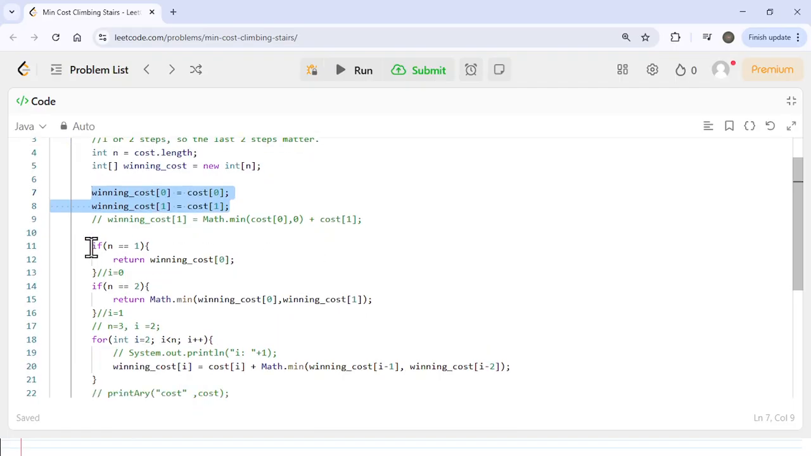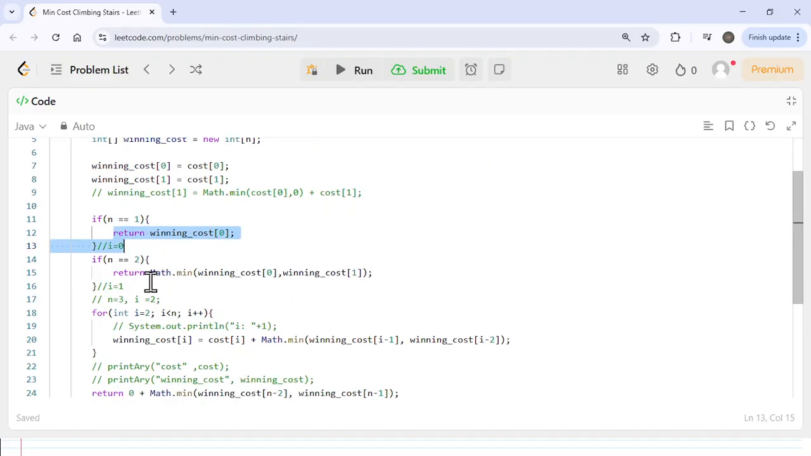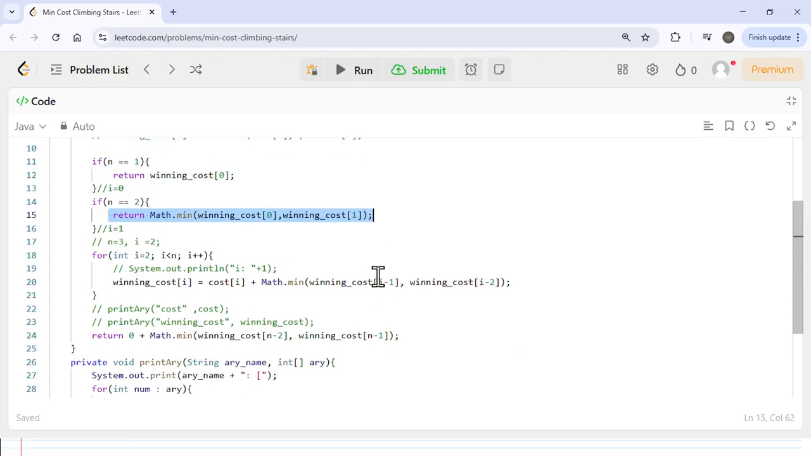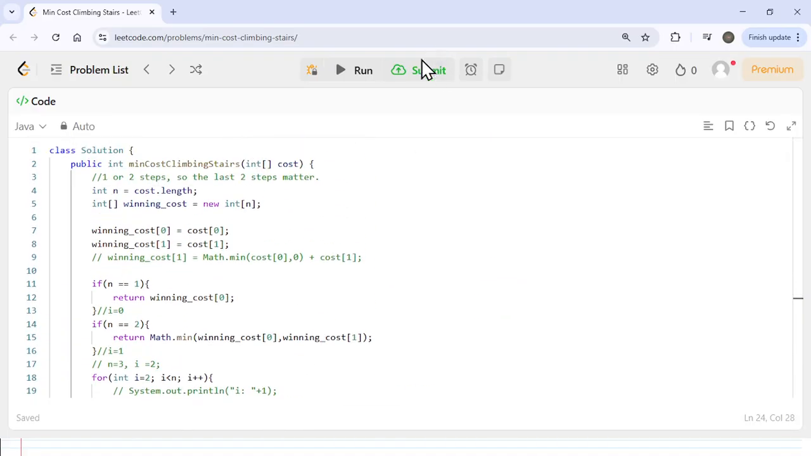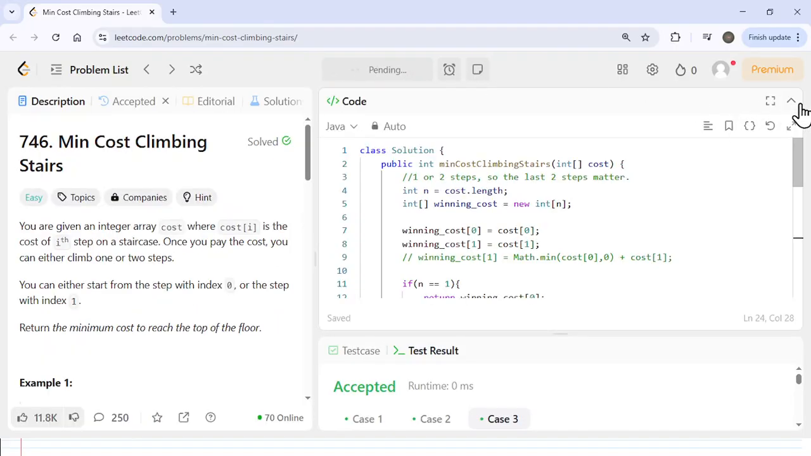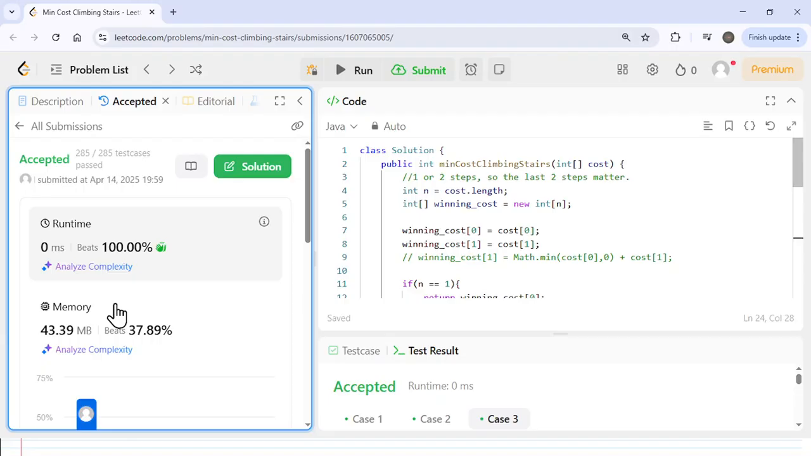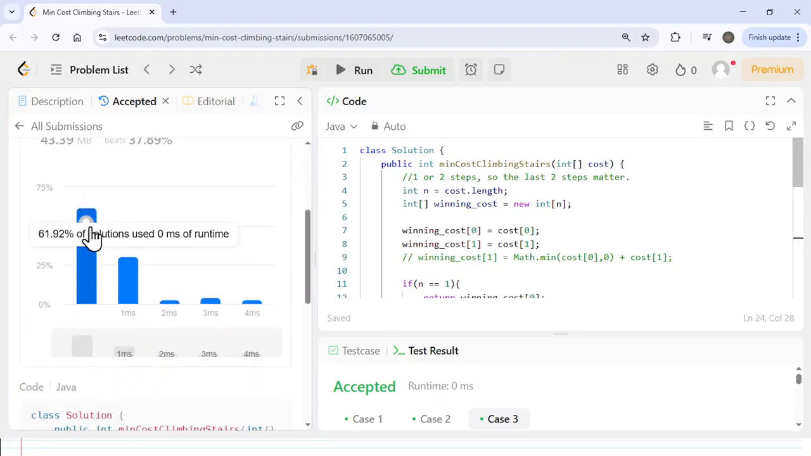And then this is, if there is one step, we have to take that step. If there are 2 steps, we can take either step. We compare which step we take. If there are more than that, we do the thing. And then from the last step and the step before that, we decide where to go to the top. I'm going to submit and show you that this code works. And there, it got 100%. That's good.